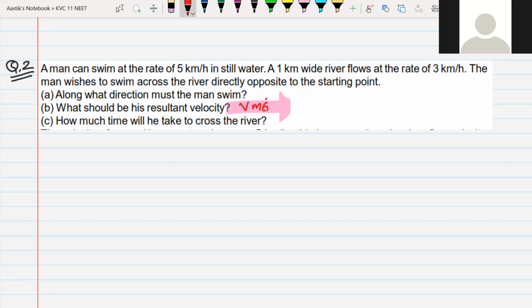Let me know once you are done. Sin 3/5, 37 degrees, sir. 4/5, 53 degrees. With the river flow, they ask. The direction with the river flow. With the river flow, how much?